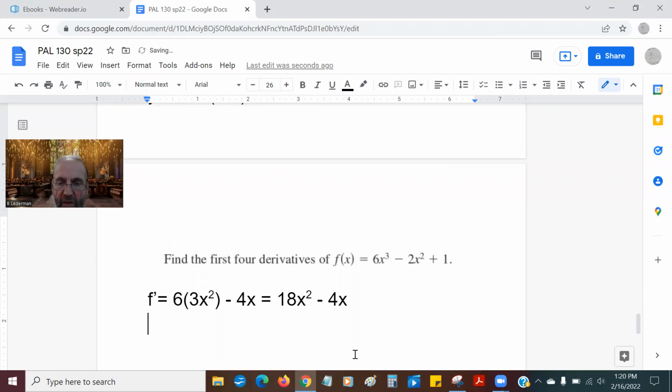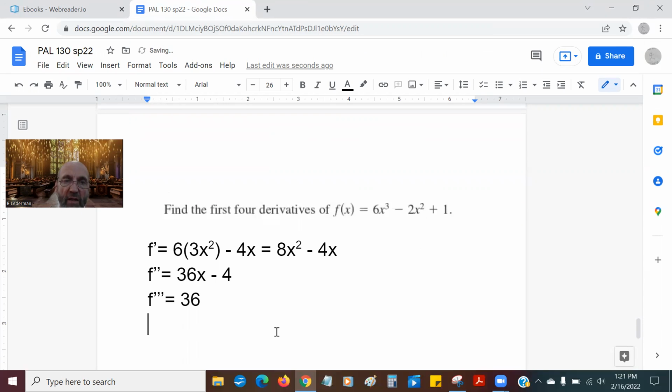Now, f double prime equals, well, we have 18x squared. So 2 times 18 is 36, and then just plain x, and that's going to be minus 4. And now the next derivative, f triple prime, equals, well, that's just going to equal 36.